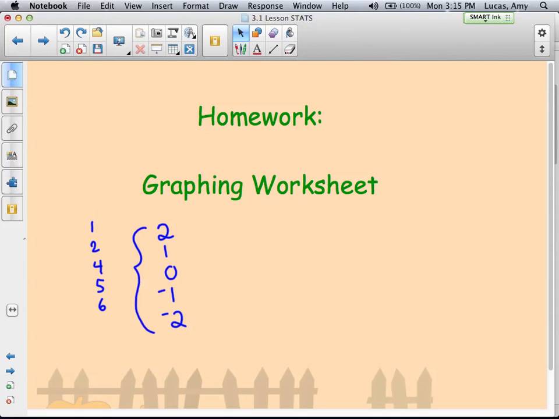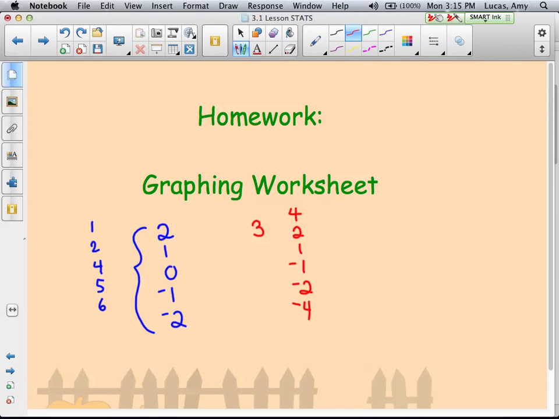On number 3, I'm pretty sure that because you're dividing 4 by something, you cannot divide by 0. So I'm thinking that you want to go with, on number 3, you want to go with 4, 2, 1, -1, -2, -4, okay?